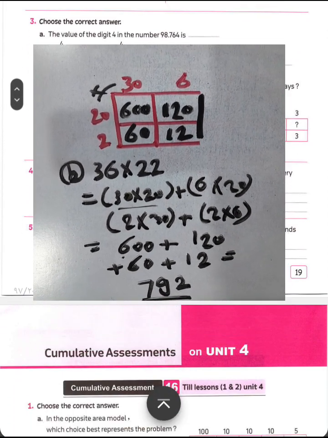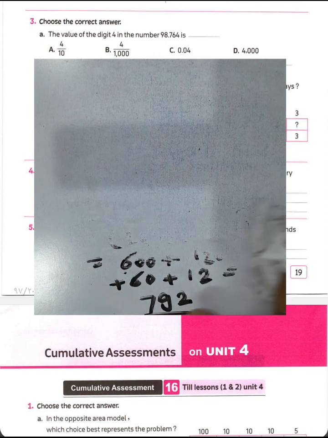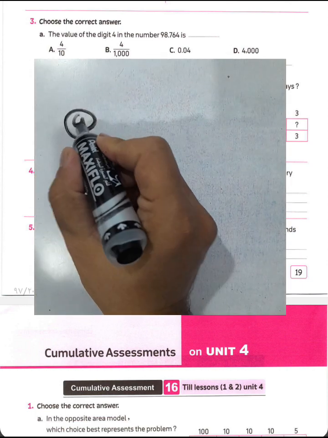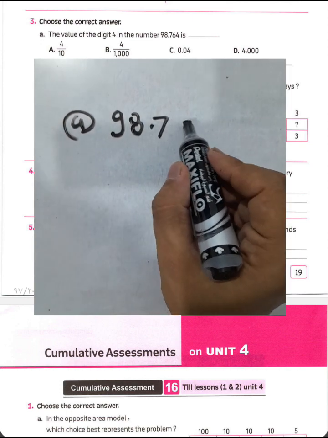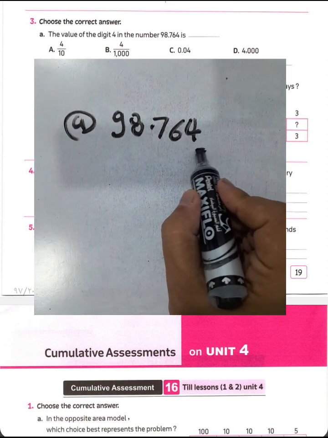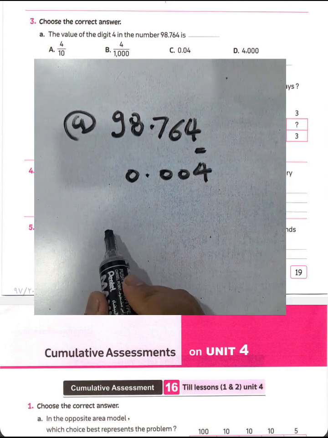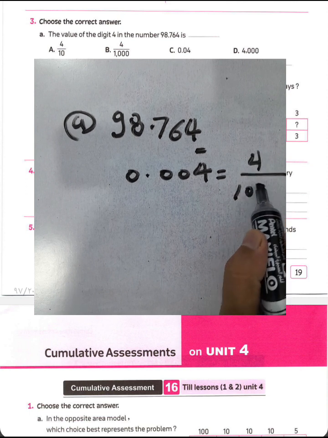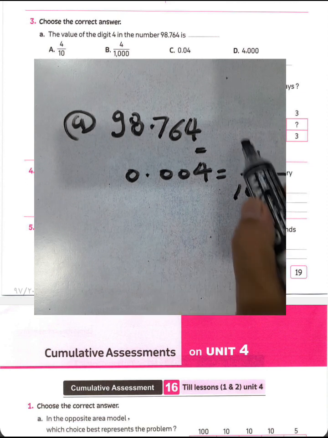Question number 3. Choose the correct answer. The value of the digit 4 in the number 98 and 764,005 is... You want to find the value of the digit 4 here. The value will be 4,005 or 4 over 1000. Okay, choose letter B.